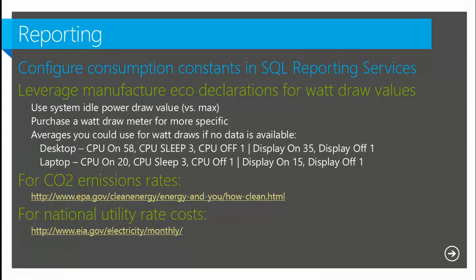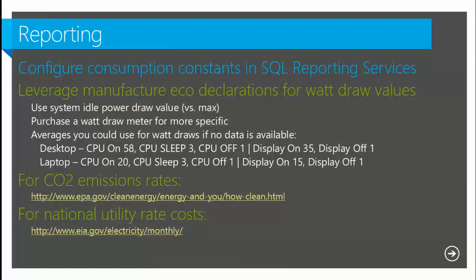When you look at these eco declaration sheets, there's an idle power draw value. That's the value you're going to want to use, because you never want to overstate your power consumption or your savings. You want to be conservative and use the value the manufacturer says is the least amount of electricity the system will use when it's plugged in. You could always purchase a watt draw meter and plug it in for all your models and get real values if you would rather use real values. And a good average, which I just displayed here, are watt draw values we use with our customers on average for displays and CPUs of each different type. This is what we'd recommend.